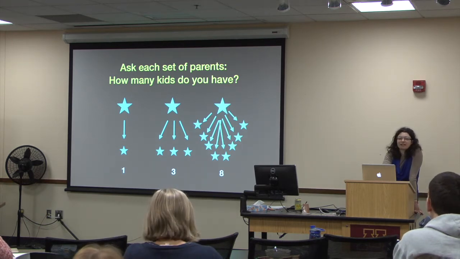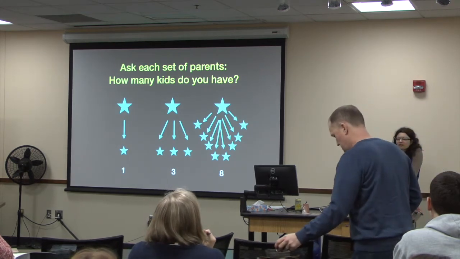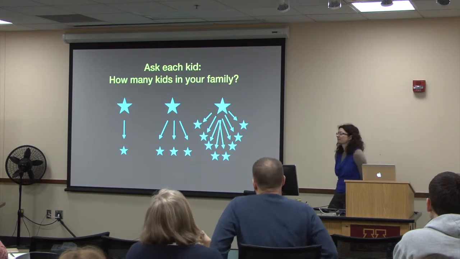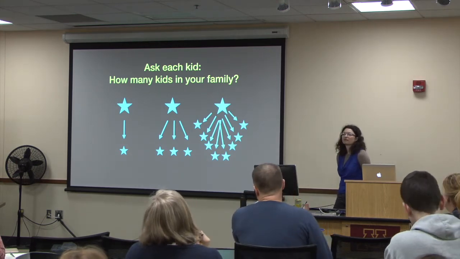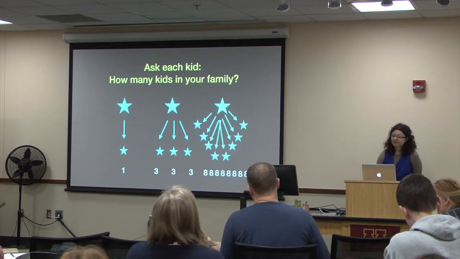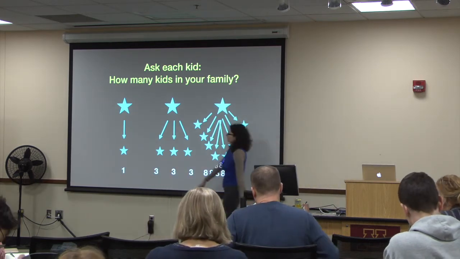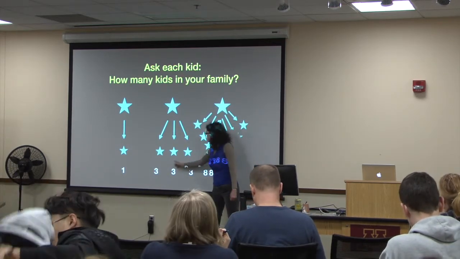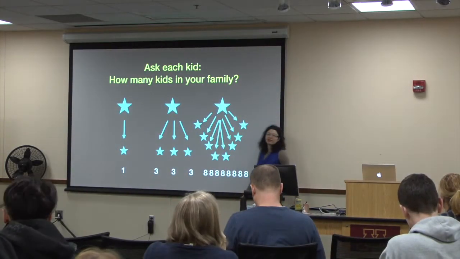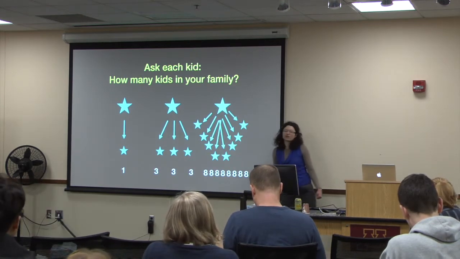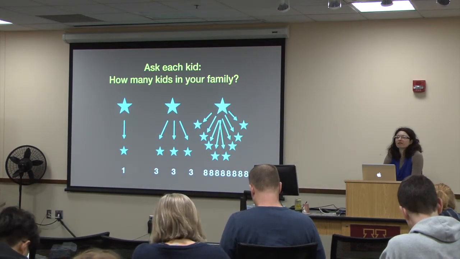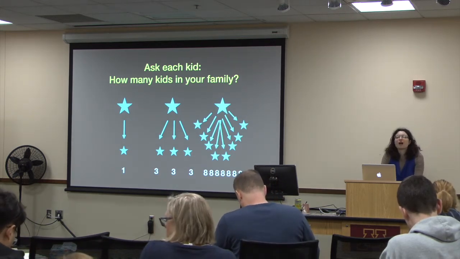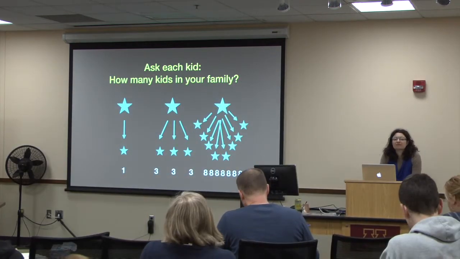I'm going to go around and ask every kid, how many kids are in your family, including you? What data set do we get now? We hear from this family one time because that one kid tells us there's one kid in my family. These three kids each tell us there's three kids in my family, and these eight kids all say, well, there's eight kids in my family. And of course, if there was a family with no kids, they would not show up at all. What average do we get?